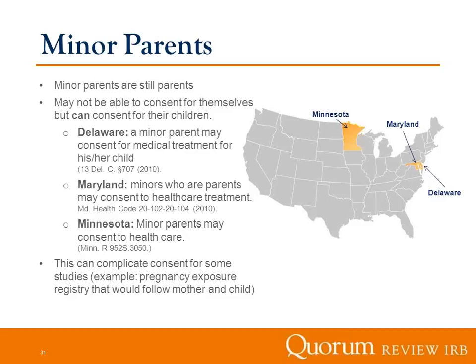This can be kind of complicated when you're looking at certain studies. For example, it comes up a lot when we're looking at a pregnancy exposure type of study, registry data collection that would follow both the mother and the child. And the consent process and the consent documentation can be kind of complicated. So certainly work with your IRB and maybe do some legwork to try to figure out where you stand with respect to state laws. There's a lot you can find online as far as summaries of what the law allows in different states.